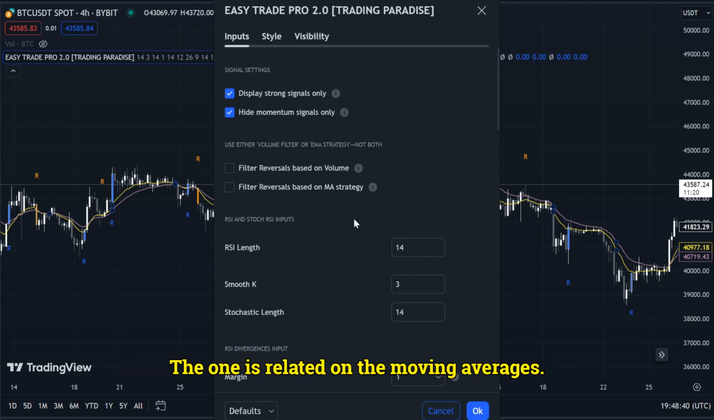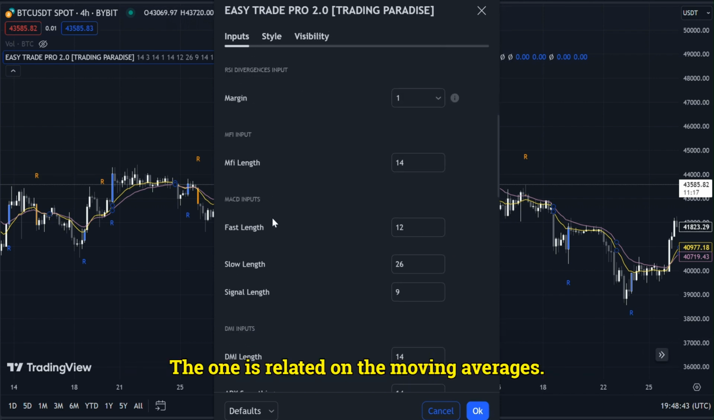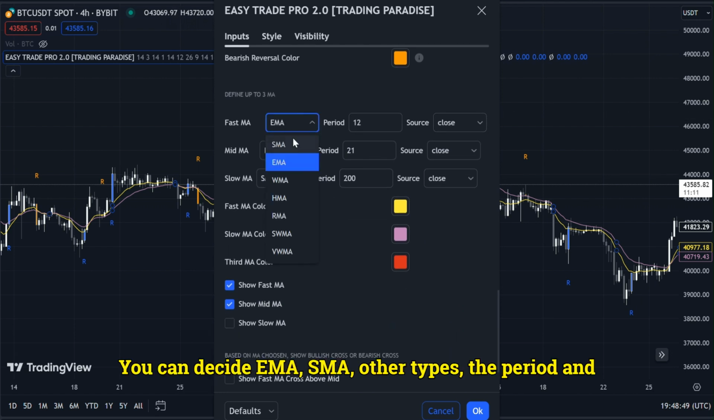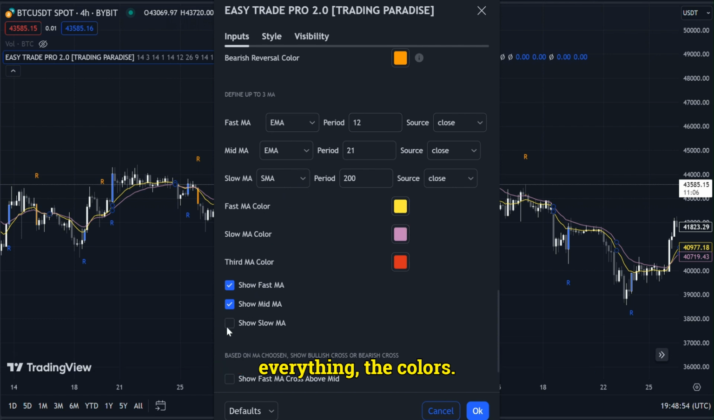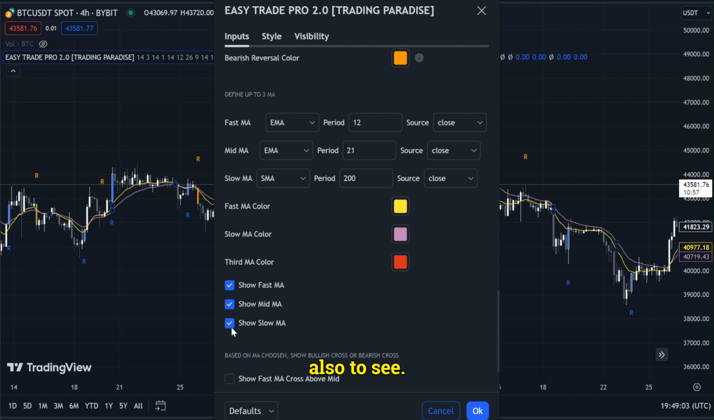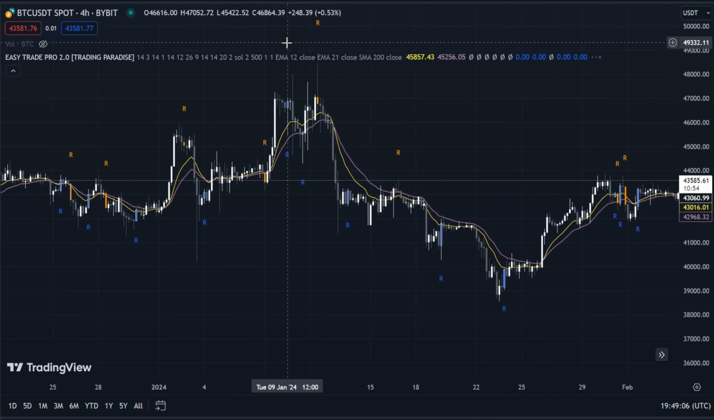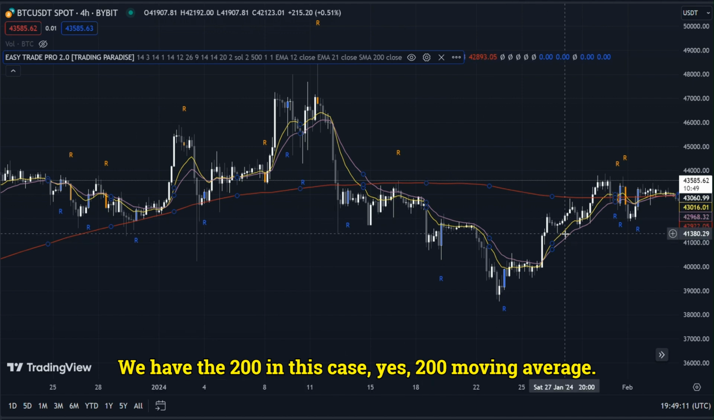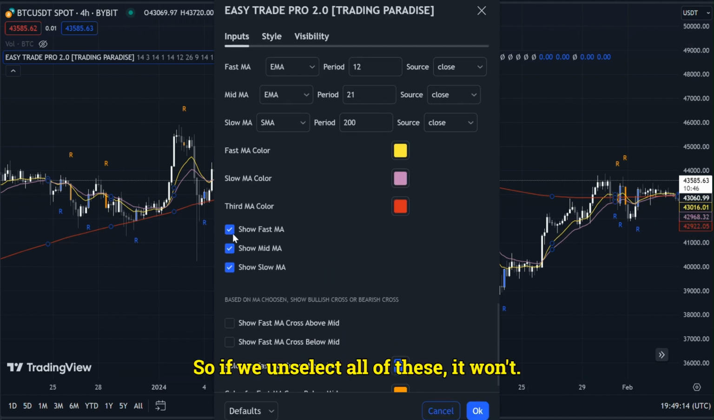That one is related to the moving averages. On this script, you can select up to 3 moving averages. You can decide EMA, SMA, other types, the period and everything, the colors. Here we have just 2 on the chart, but we can decide also to see the other one. If you click here, we have the 200 in this case. Yes, 200 moving average SMA, you see it appeared. Okay, so if we unselect all of this, we won't see any moving average.